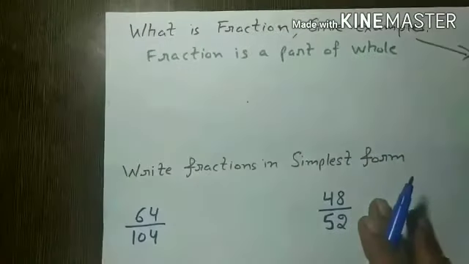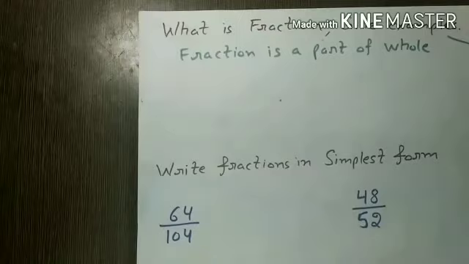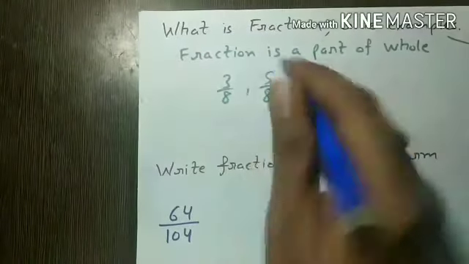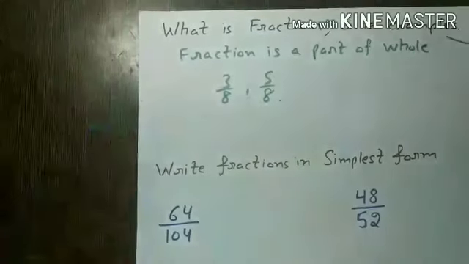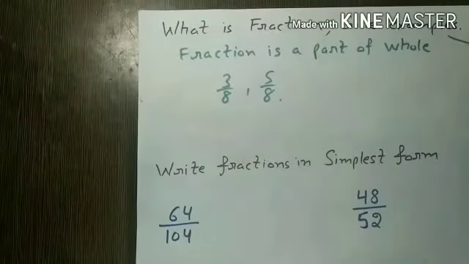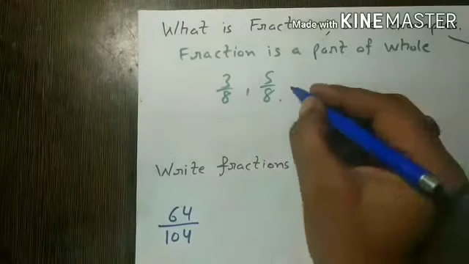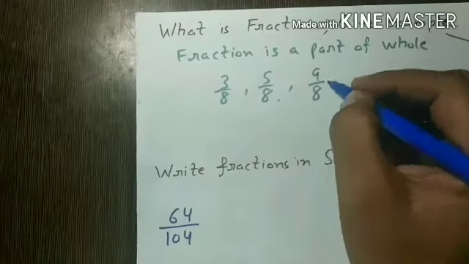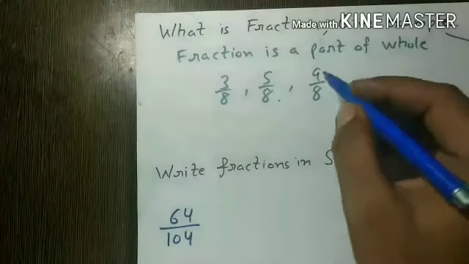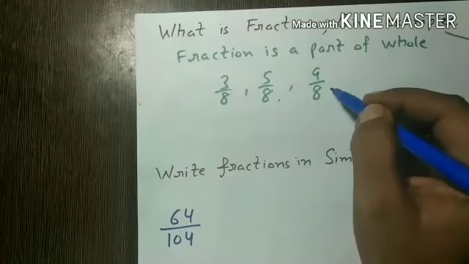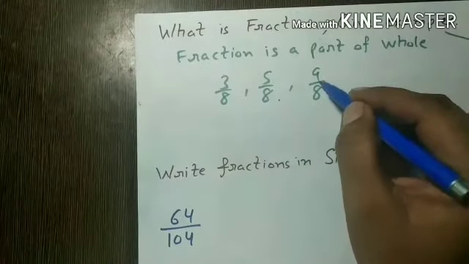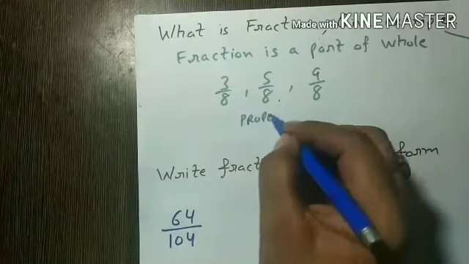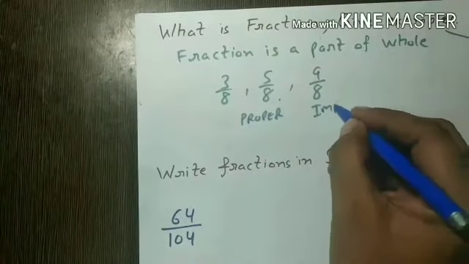Now student, let me tell you how many types of fractions there are. Firstly, 3 by 8 and 5 by 8. In this type of example, the numerator is smaller than the denominator, so this is called the proper fraction. Sometimes we can write a fraction where the numerator is greater than the denominator. You can say this fraction is an improper fraction. This is proper. This is improper.